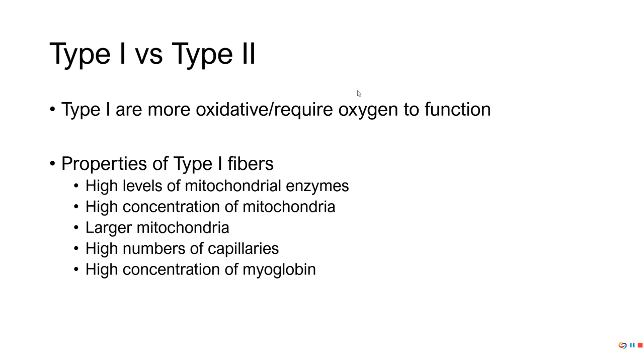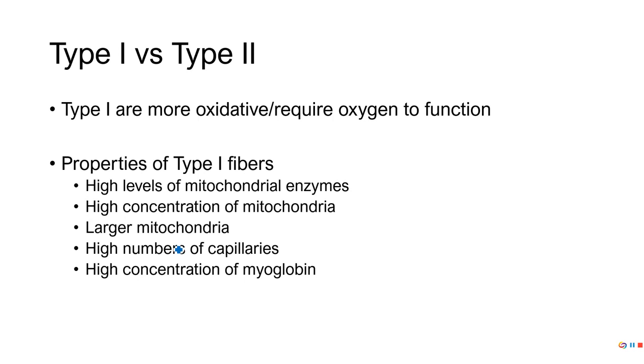Okay, and the reason why is they've got lots of mitochondrial enzymes. They've got lots of mitochondria. Their mitochondria are bigger. There's lots of capillaries and lots of myoglobin. Okay, and when we say mitochondrial enzymes here, really what we're talking about is type 1 have a lot of the oxidative enzymes. Okay, so like Krebs cycle, electron transport chain, whereas type 2 are going to have more of those glycolytic enzymes. Okay, because they don't need the oxygen.